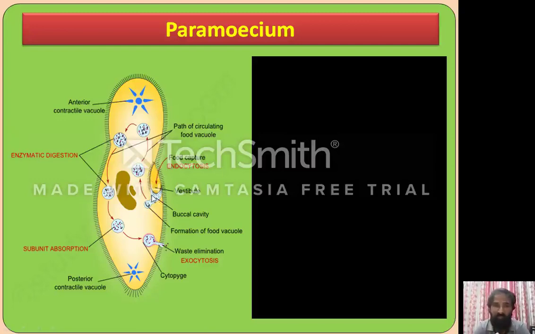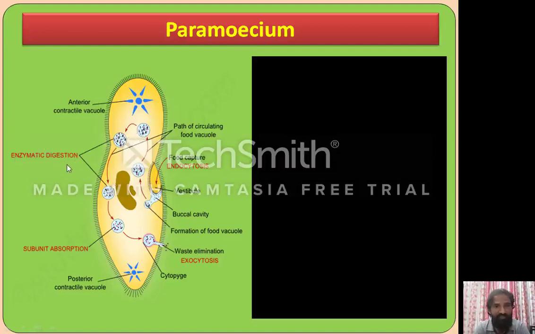There is a small difference between amoeba and paramecium. Amoeba takes food material from the entire surface of the body, but paramecium takes food material with a specific part. This specific part is called the oral groove or cytostome. With the help of the cytostome, it obtains the food material, and that food material enters the buccal cavity. After that, the food material forms a food vacuole, and this food vacuole travels to the cytoplasm. In the cytoplasm, what will happen?